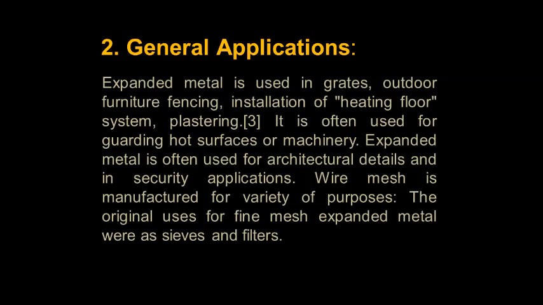Expanded metal is used in grates, outdoor furniture, fencing, installation of heating floor systems, and plastering. It is often used for guarding home surfaces or machinery. Expanded metal is often used for architectural details and in security applications. Wire mesh is manufactured for a variety of purposes. The original uses for fine mesh expanded metal were as sieves and filters.